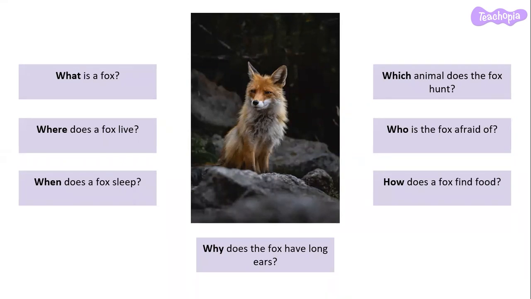When we want to know any animal or human beings that the fox is afraid of, then we would start a question with who, because who represents people or any animals. When we want to know more about a process in which the fox hunts or finds its own food, then we would start our question with how: how does a fox find food?